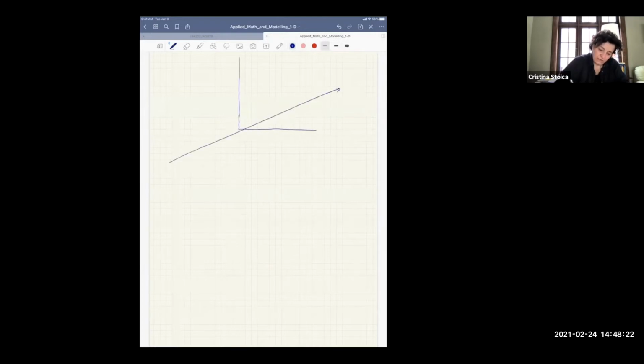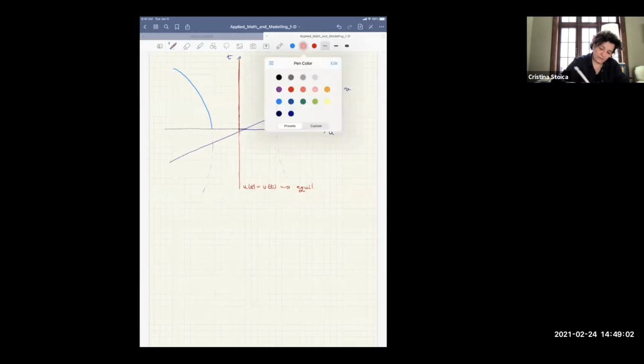So there's the V, there's the U, there's the T. The equilibrium U equals V equals 0 is here. So this is the equilibrium, it doesn't move, all right? And now we had the light blue ones, right? They were in the UT plane. Here is one, here is another one. Then we had the light green ones in the VT plane.